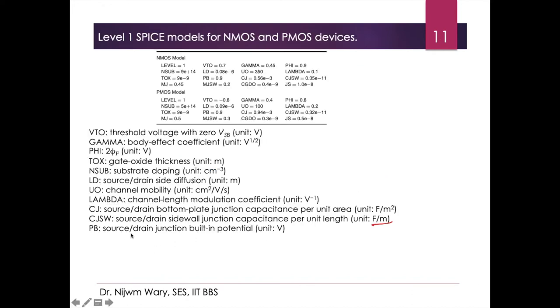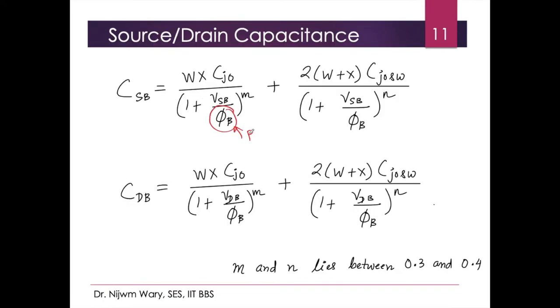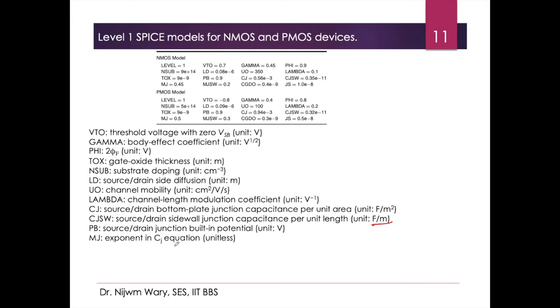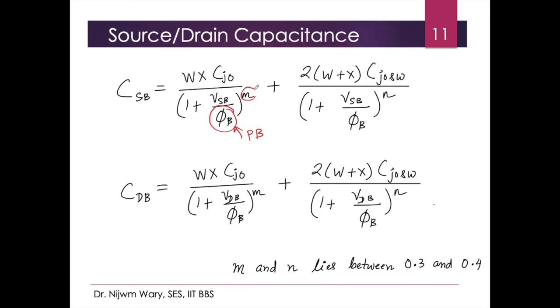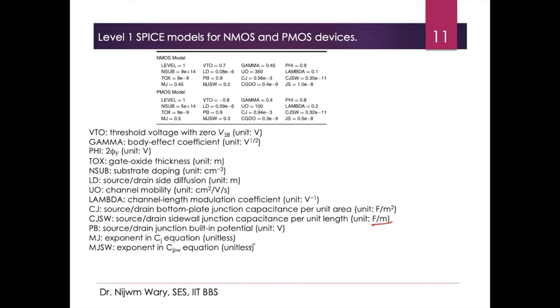PB is the source or drain junction built-in potential. This is the one which is the PB. So P for pi and B is B. MJ is the exponent in the CJ volt equation, and MJSW is the exponent in the CJSW equation. Both of them are unitless. So let me show this one in the equation again. So this is the MJ that we are talking about, and this N is the MJSW. So this is for the side wall, and this is for the bottom plate, and both of them are unitless, of course, because these are exponents.